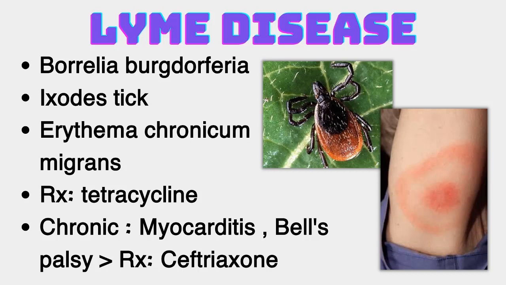Tick. Ixodes tick. Okay, very good. This is pathognomonic of Lyme disease. You see it, you treat them. You treat them with tetracycline. If you don't treat them, okay, and you miss this, and they go on into the chronic stages, then you're going to have a problem.